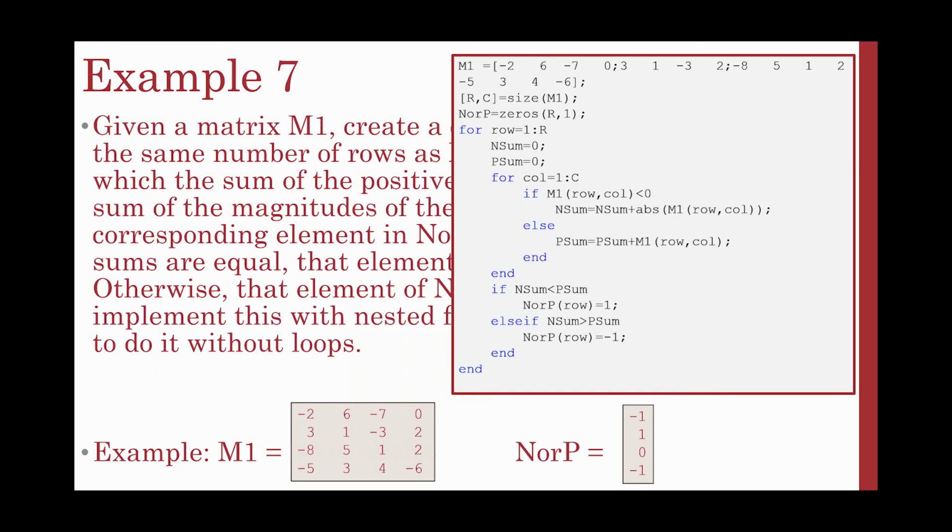So then we're going to go through all of the columns. We're going to ask, is my value less than 0? If it is, I'm going to add it to the negative. If it's not, I'm going to add it to the positive. And then once I've added these, I want to say, is this negative sum less than the positive sum? And if it is, I'll put a 1. If it's not, I'll put a -1. And if they're equal, notice this last if statement will not run, so we would get a 0. Then I'm going to go back and update the number of rows and do it all again.